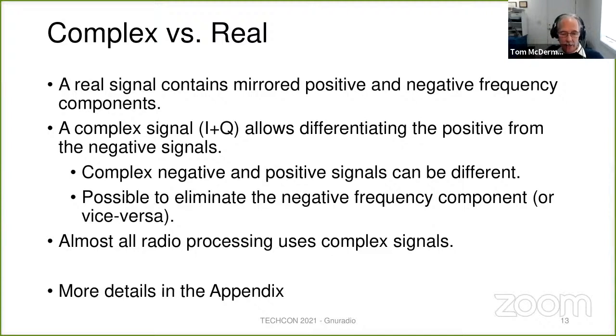You'll find in GNU Radio that almost all radio processing blocks use complex signals because really you're interested in just a single range of frequencies and not having them double sideband mirrored. If you're interested in complex versus real, there's more details in the appendix that go into a little bit of the math behind that.